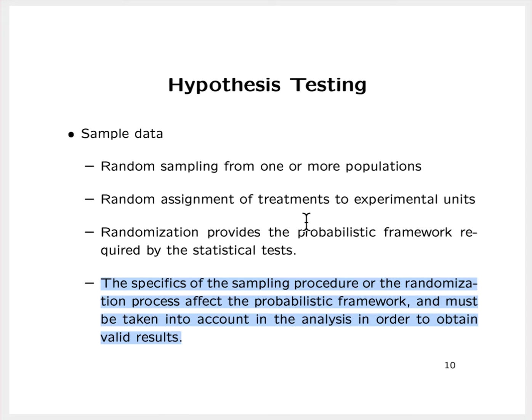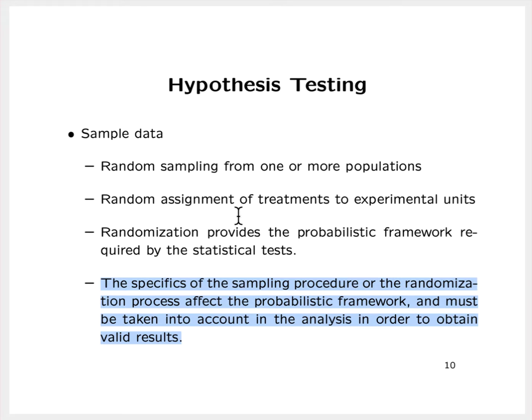Likewise, for designed experiments, there are a wide variety of ways that experiments can be conducted in terms of randomizing treatments to experimental units and performing the experiment. And so because there are so many different ways of performing experiments, it stands to reason that the specifics of the sampling procedure or the randomization process will in fact affect the probabilistic framework, which is what gives the inference procedure, the hypothesis test, its validity, and also eliminates researcher bias.